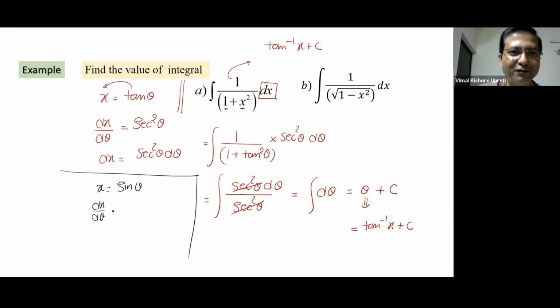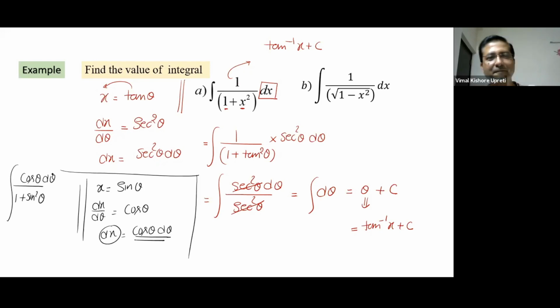dx by d theta is equal to cos theta. dx is equal to cos theta d theta. Let's substitute. So here I am getting 1 upon 1 plus sine square theta, and then in place of dx, I'll add cos theta d theta. Tell me the integration of this. Instead of making the function simple, you have made the function more complicated. This you cannot simplify further.